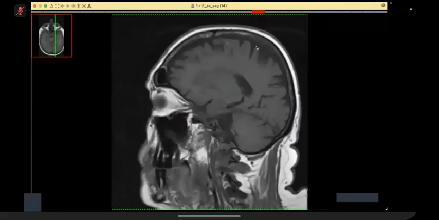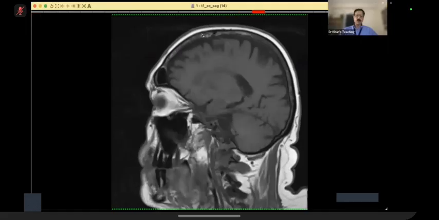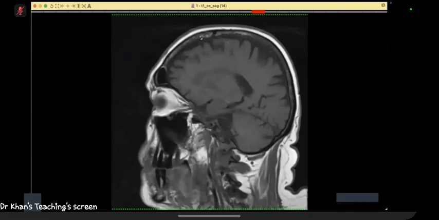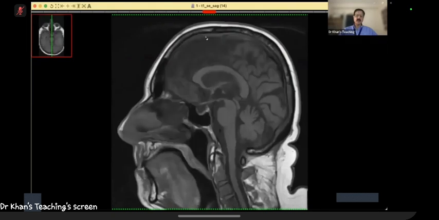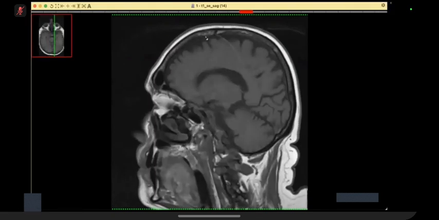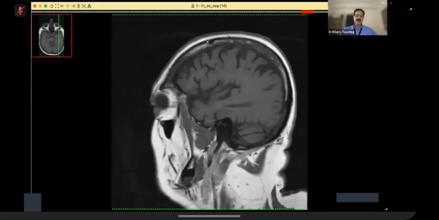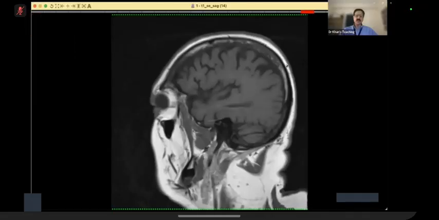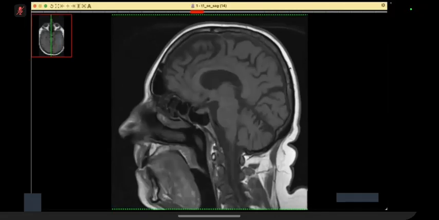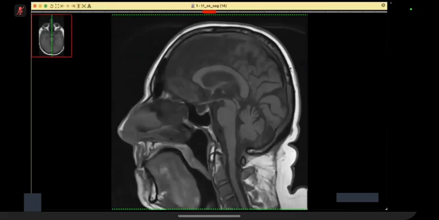It is low signal. Please remember that this is the diploic space. This is the outer table, and this is the inner table. This black line is the outer table, inner table. This is the diploic space. The diploic space has fatty marrow, and that is why it is high in signal intensity. You will agree that at places that high signal is gone. When you see low signal in marrow on a T1, please be worried about marrow infiltration.